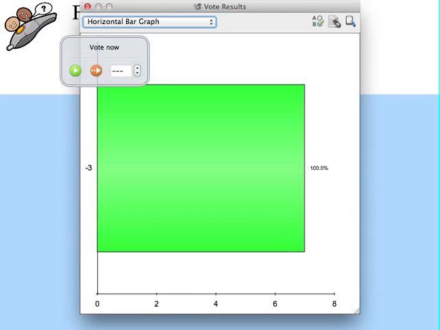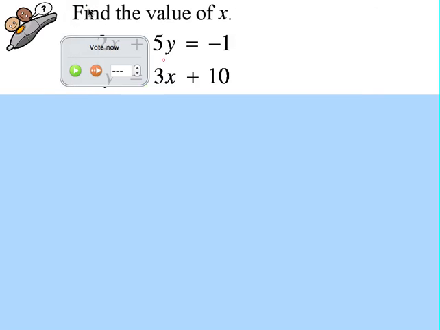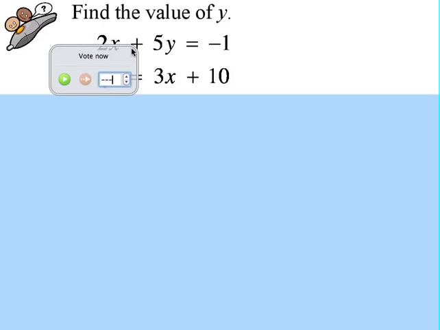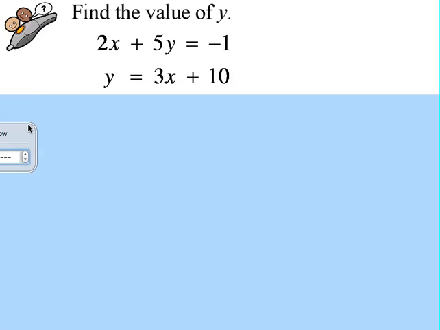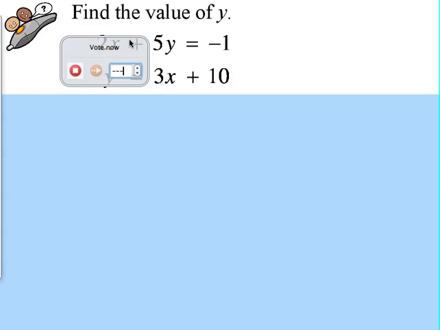Great, and then the answer is -3. Nice job. Okay, and so now what we're going to do, let's look at the next slide. The next slide now says find the value of y. And you've already found the value of x. Everybody got it correct. It was -3. I want you to now find the value of y.